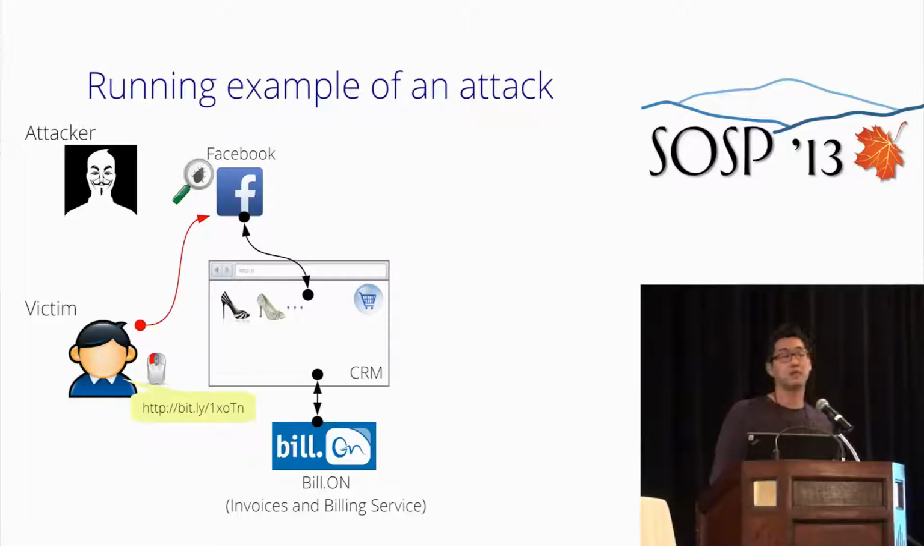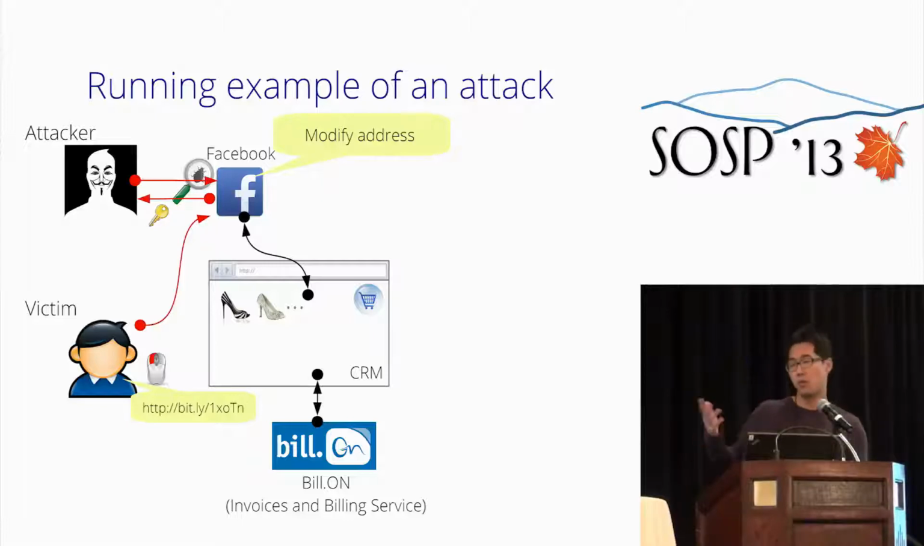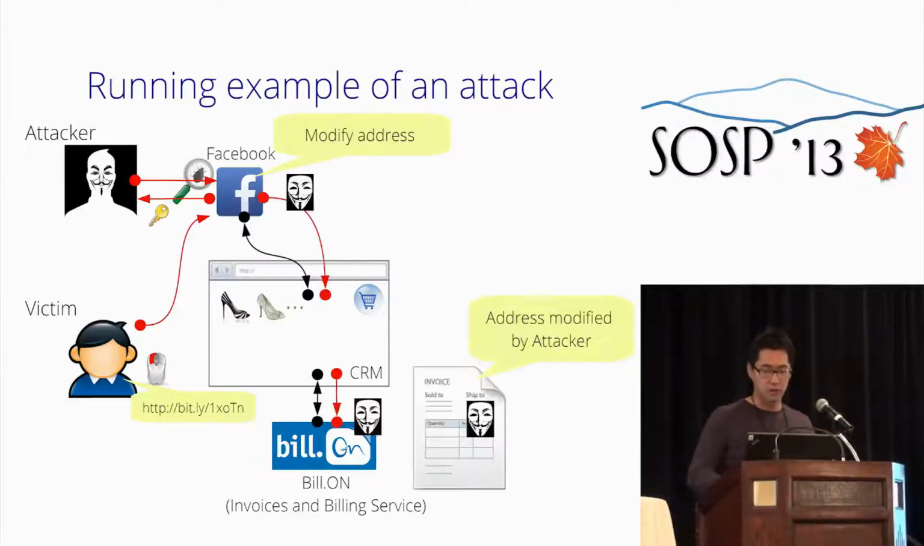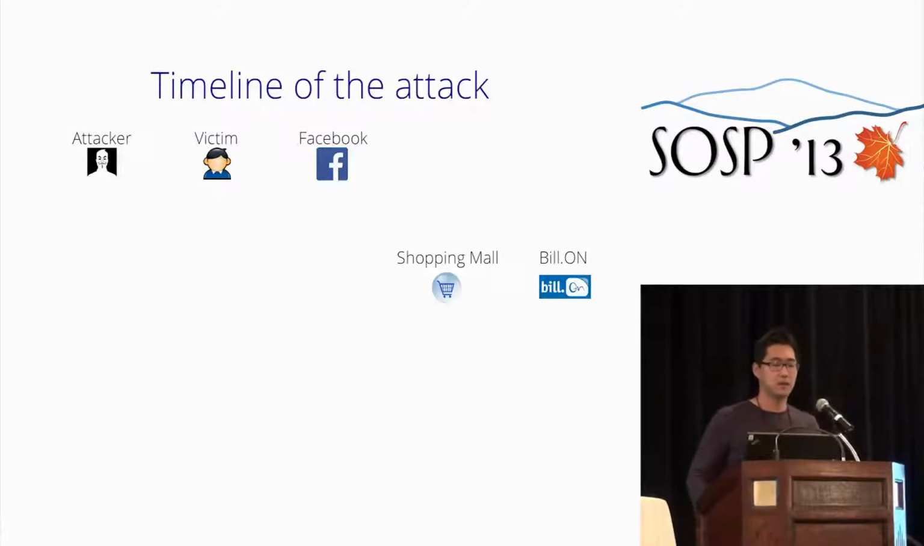And Facebook has the vulnerability. Facebook will return an access token to the attacker. And by using this access token, the attacker modifies the user's address in the Facebook account. Then when the user buys a product online, we're going to create an invoice with the address that was modified by the attacker. Let me represent this attack scenario with a timeline graph.